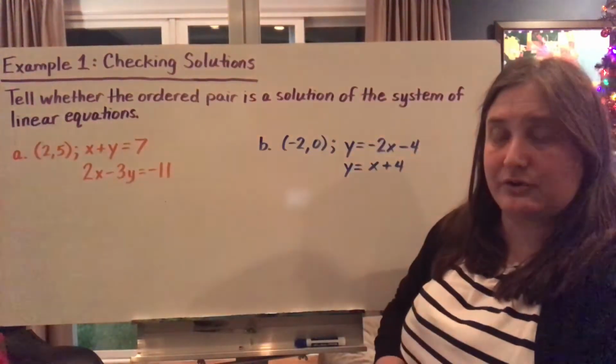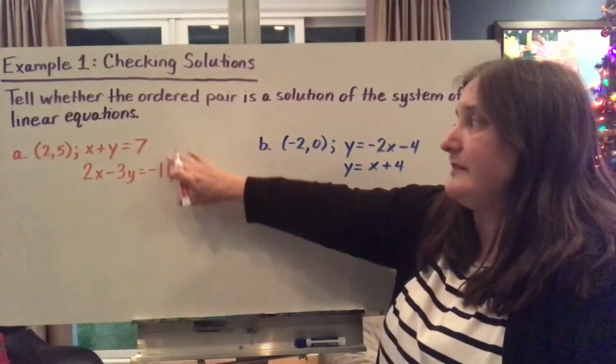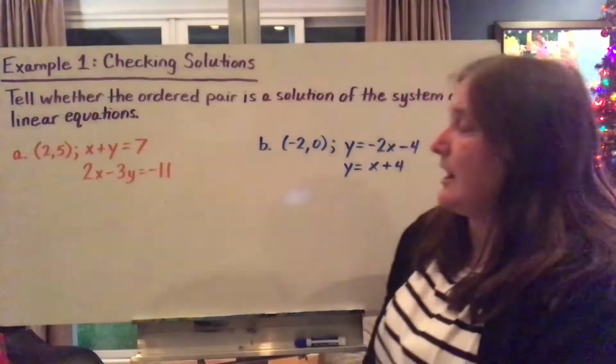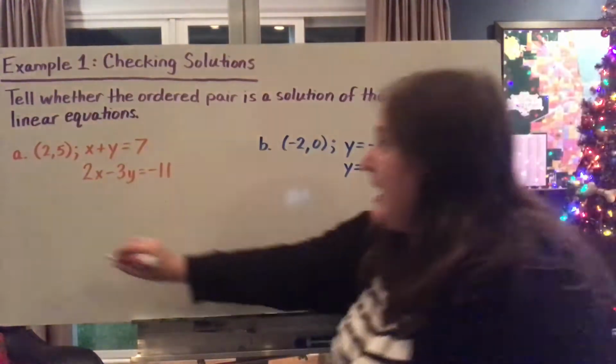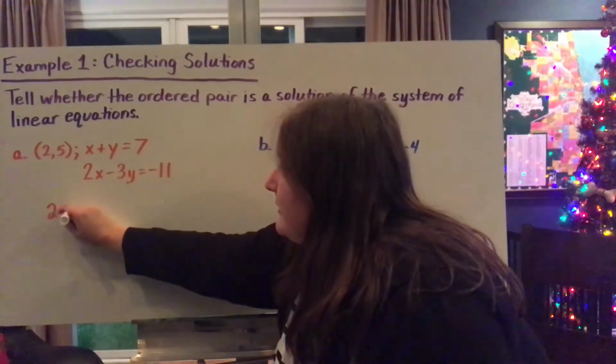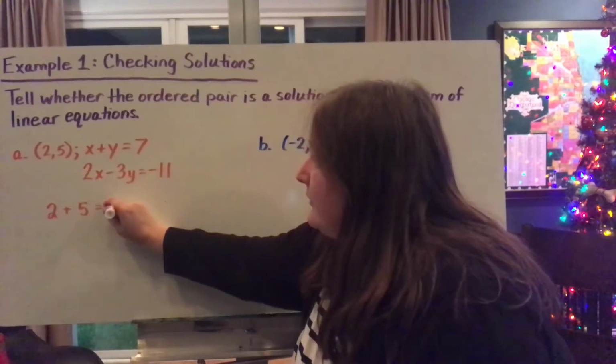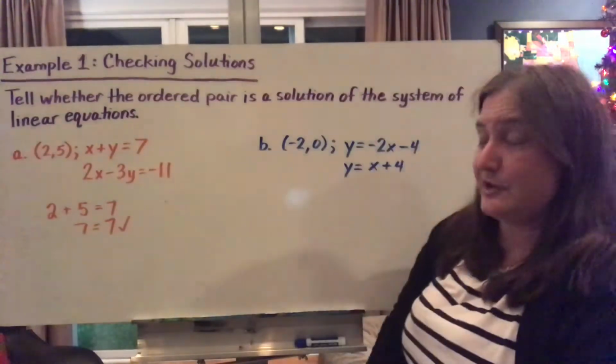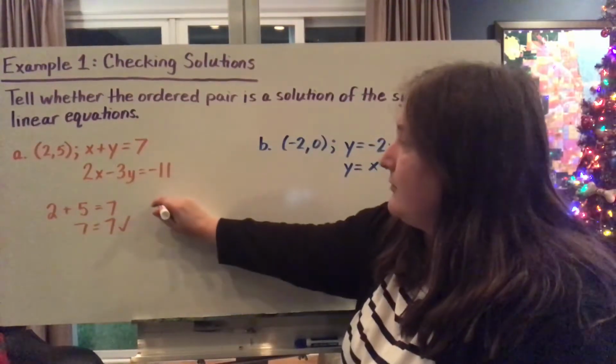I want to make sure it actually is a solution, and for that to happen it has to work in both equations. So I'm going to plug it in for x plus y equals 7. I would have 2 plus 5 equals 7. And 2 plus 5 is 7, so it checks out. Works for the first equation. So let's try it for our second equation.